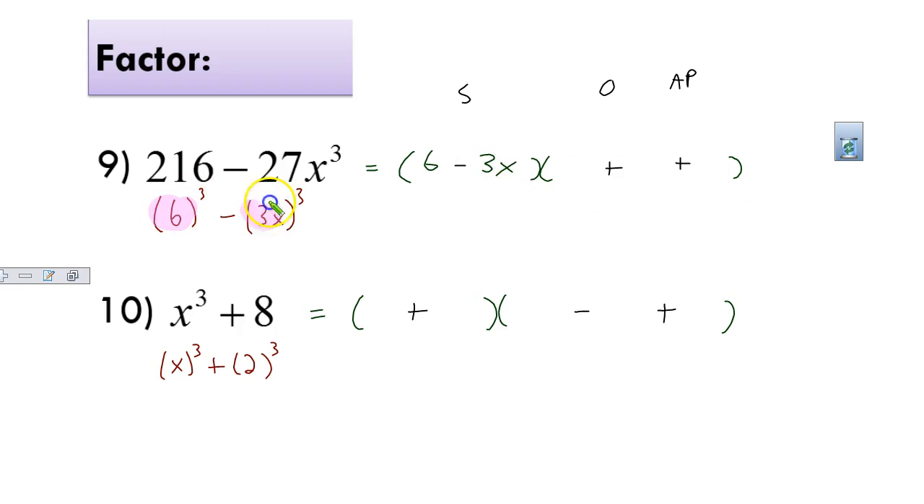Remember, I'm just using the part once I figure out what it is. I'm going to square 6 to get 36. I'm going to multiply 6 times 3x, which is 18x. Then I'm going to square 3x, which is 9x squared. For number 10, I've got x plus 2, then x squared minus 2 times x plus 2 squared, which is 4.